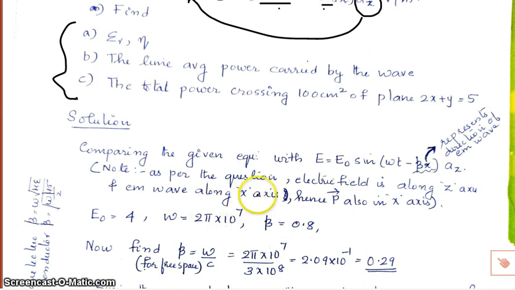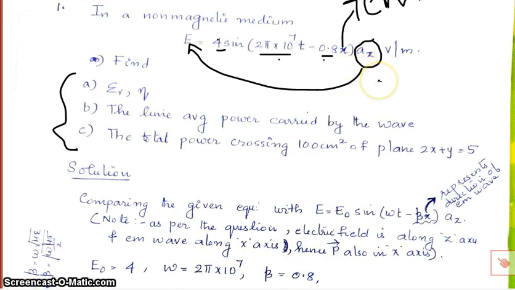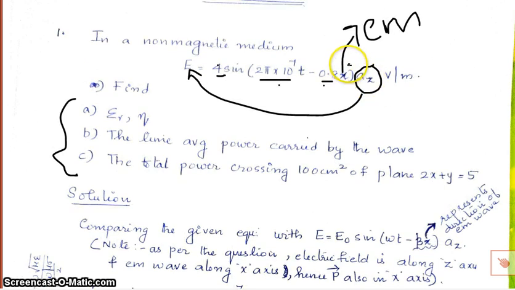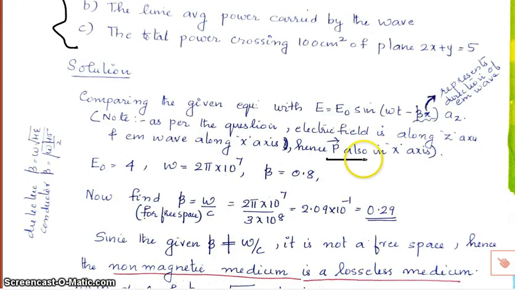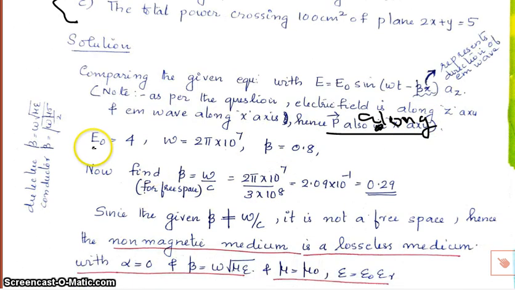And one more point that you have to keep in mind is, while we went through the topic Poynting vector, I told you that the Poynting vector and electromagnetic wave will be along the same direction. So here the electromagnetic wave is along the x-axis, hence the Poynting vector will also be along the x-axis. So here it is E naught 4, omega 2 pi 10 raised to 7, beta 0.8.